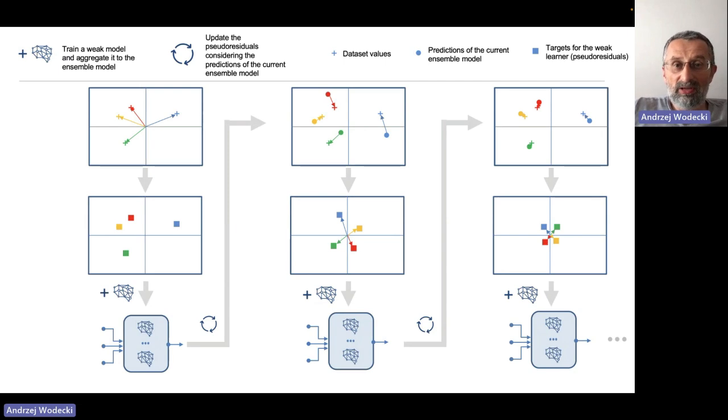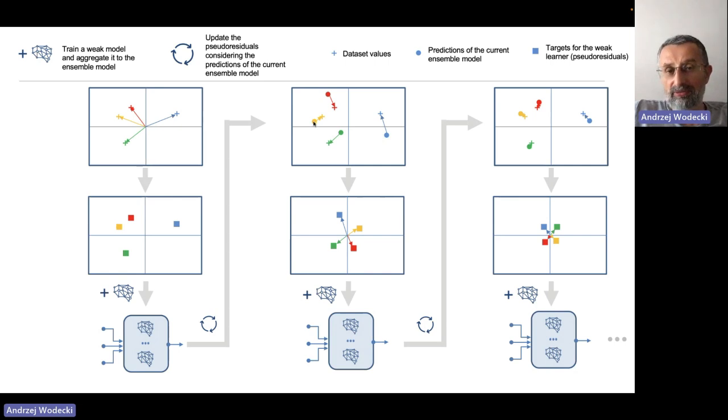Imagine that our goal is to predict these values. These are the dataset values. We get some predictions of the current ensemble model, those circles. And after the first training, we wanted our model to predict this: green, yellow, red, and blue data points. And the predictions, as you can see, are the following.